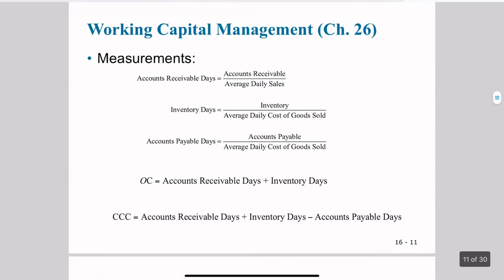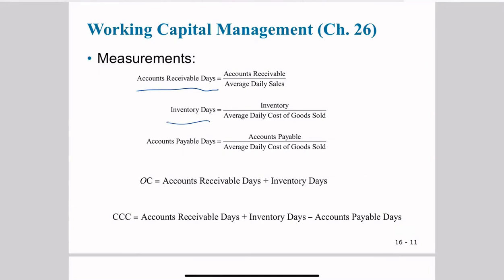So the starting point of understanding working capital management is you have to understand how to calculate the different days, right? Accounts receivable days, inventory days, accounts payable days, and then 2 cycles, operating cycle and cash cycle. So accounts receivable days basically means how many days you have to wait before receiving payments from your customer.